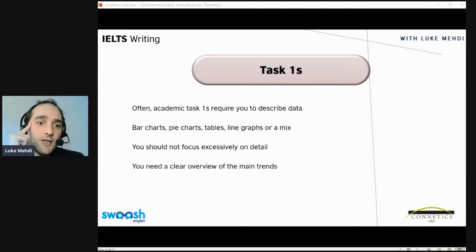Remember, you should not focus excessively on detail. If you look at the task achievement band descriptors, under band 5 for task achievement, it says there might be a tendency to focus on detail. If you are writing 250 words for your task 1, you are probably doing that. So think about ways to group the data together. You probably won't be giving every number. It depends a bit on the task. Some of them you don't really have a choice, but if there is a lot of data, you need to think about how to group it effectively and what points are important. And you also need a clear overview of the main trends.